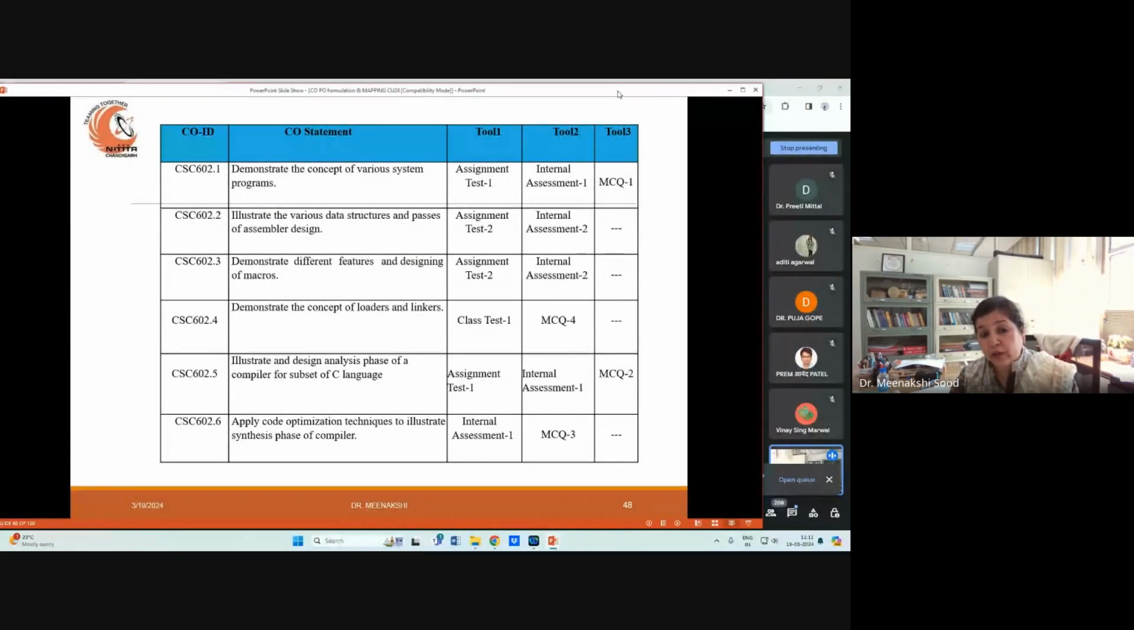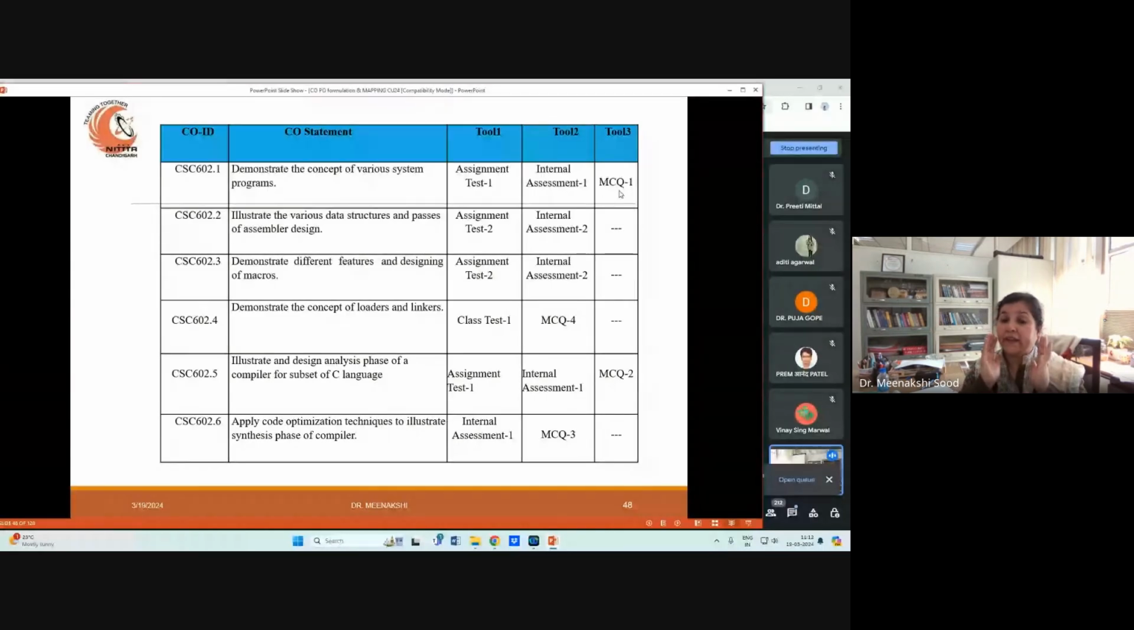I don't know how many of you are doing it, but if you do it in the very beginning, in the planning part, it will help you to frame the question papers also, and to go for the attainment also. Right now, if you see, this is one example of 6 course outcomes of a particular computer science program. Now if I say that my first outcome is to demonstrate the concept of various system programs, to check whether the students have attained this outcome or not, how am I going to check it? By giving one assignment. Another tool will be the internal assessment, say quiz or mid semester exam, and another tool is multiple choice questions.